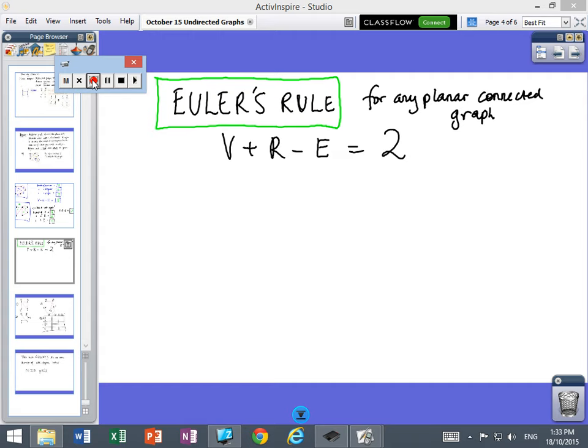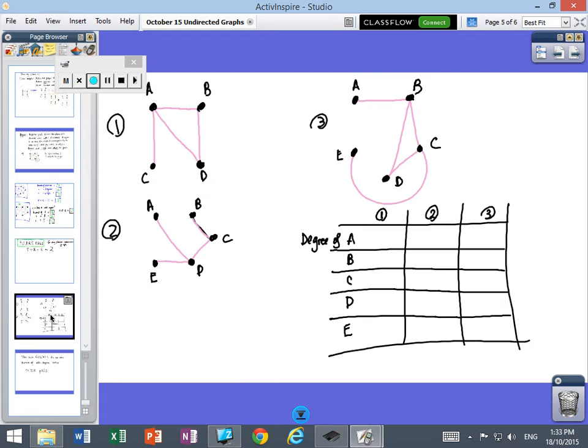So you'll get an opportunity to do some more work with Euler's rule and with some other graphs as part of the work that we're going to set later. We're just going to cover one last rule that I guess we'd like you guys to discover as well. On the board at the moment, there are 3 planar connected graphs. They've got different number of vertices, edges, and regions.